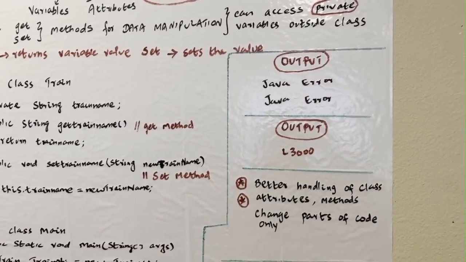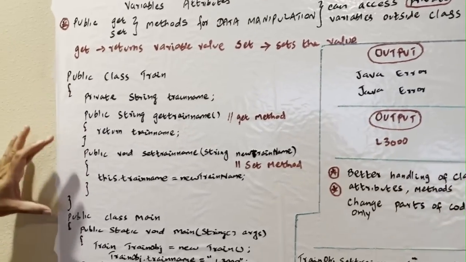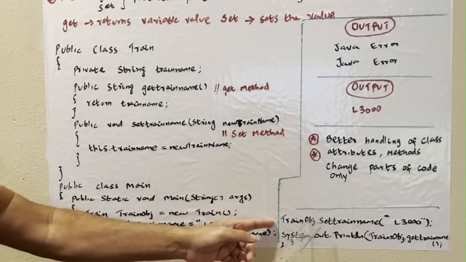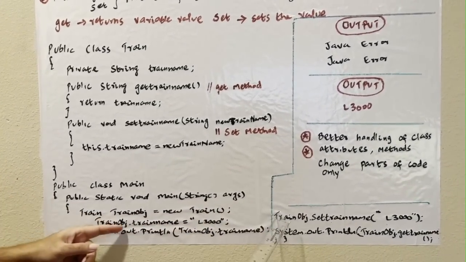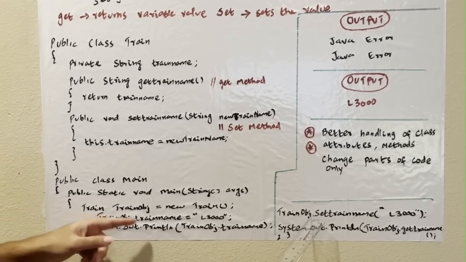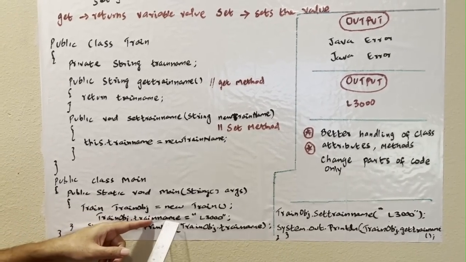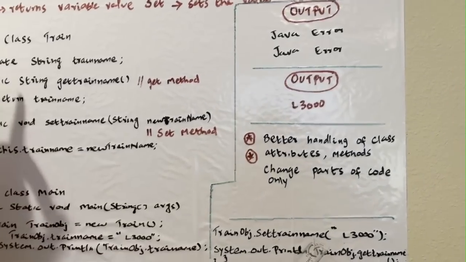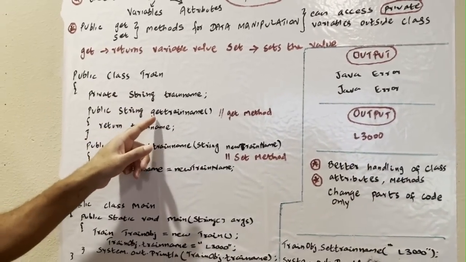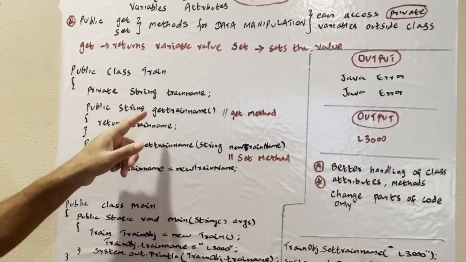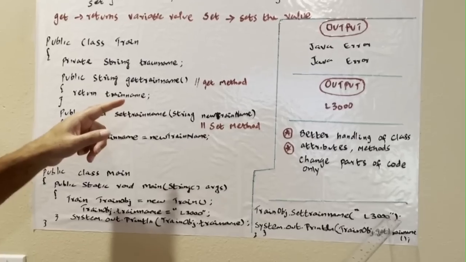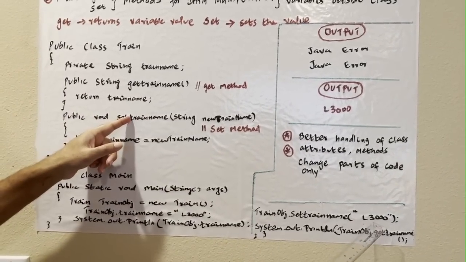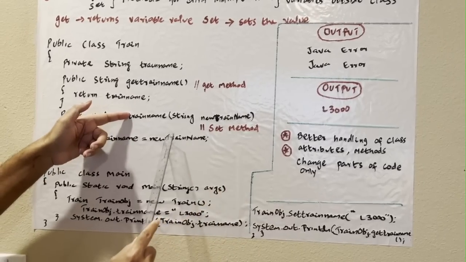So what we do is the same program, same code, replace these two lines with these two lines. Train obj dot, instead of calling a private variable attribute here, you got to say set train name. It will call the set train name of L3000. Setting the value here, set train name. This L3000 is passed here through here.